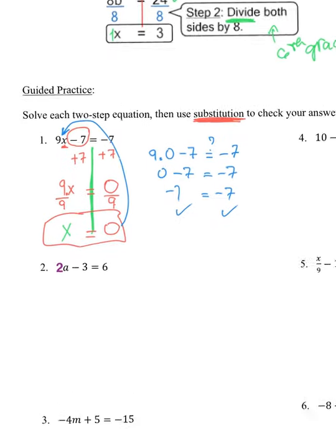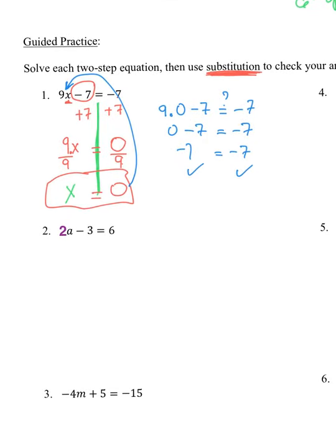Let's try number 2. 2a minus 3 equals 6. Draw the line. First, I need to get rid of the constant. So I usually circle the constant, and I circle the negative sign in front of it. What is the inverse of subtraction? Addition.